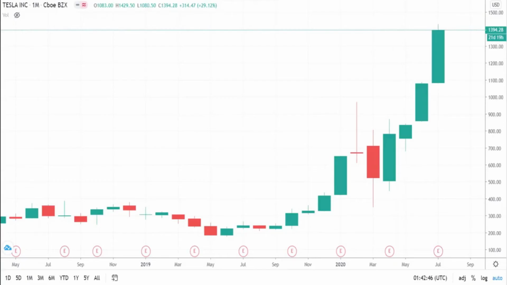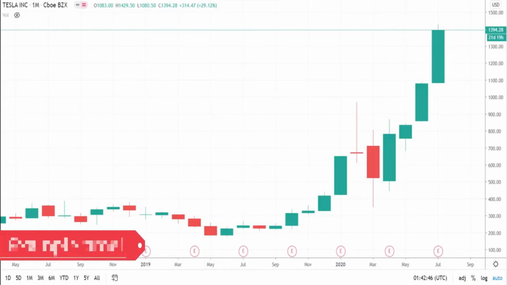Time frames. A time frame is a time represented by each candle on the chart. By this, I mean that a time frame is the time taken from the open to the close of each candle on the chart. Now I'm looking at Tesla's monthly chart.